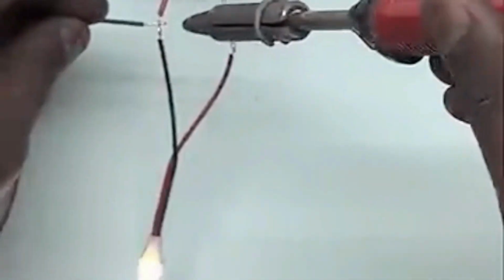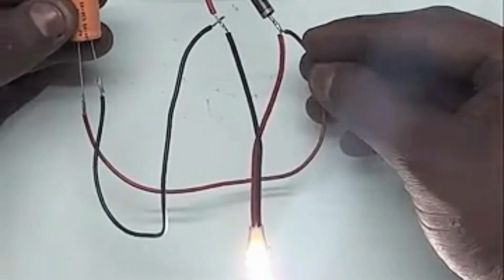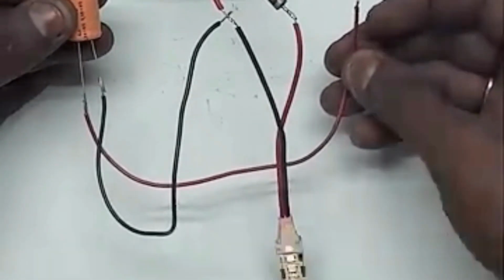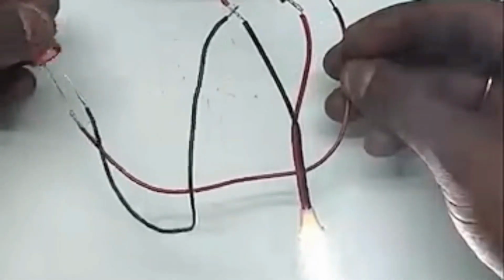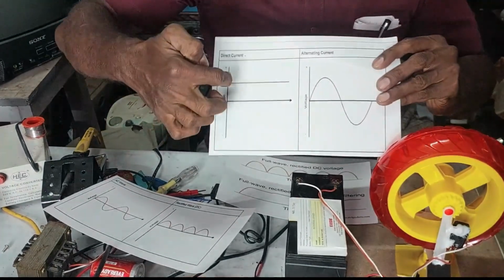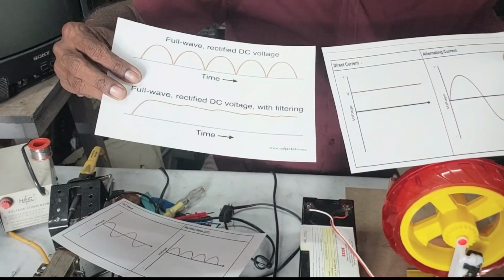This is a single diode rectifier. The blinking happens because of ripple in the DC. Now, when we add a capacitor, the blinking stops, and we get smooth output. This is called a filter capacitor. This is the battery DC waveform. And this is the capacitor filtered DC waveform.